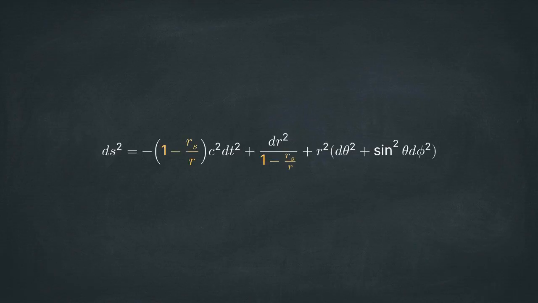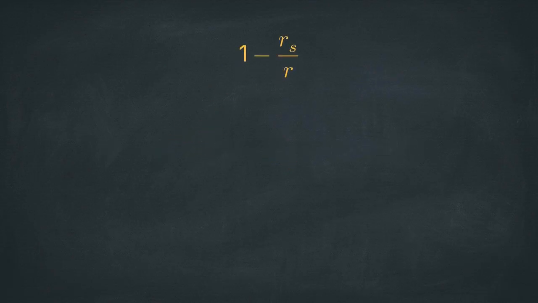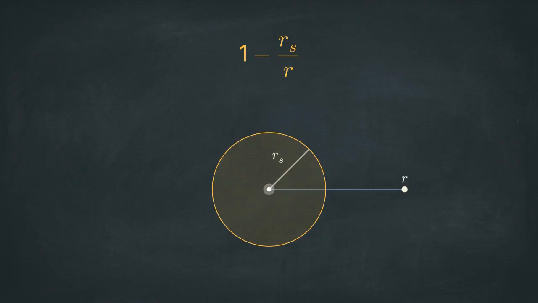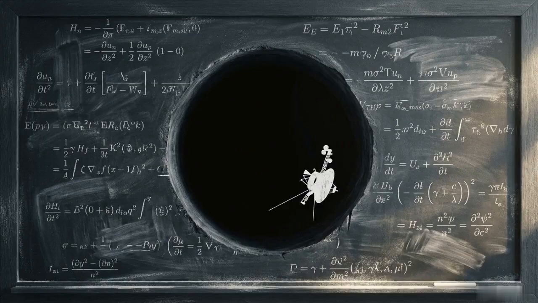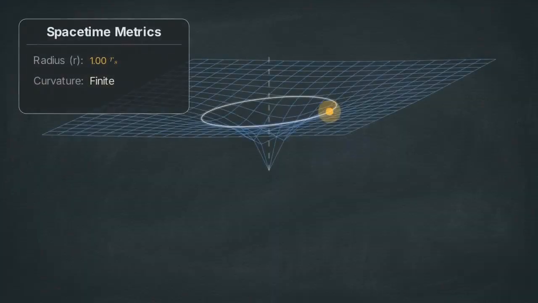The Schwarzschild line element isolates the critical term, 1 minus r_s/r. The variable r_s is the Schwarzschild radius, the boundary where this term goes to zero. This creates a coordinate singularity, known as the event horizon, a threshold where time effectively stops relative to a distant observer. The absolute center of the black hole is the true singularity, located at r equals 0.